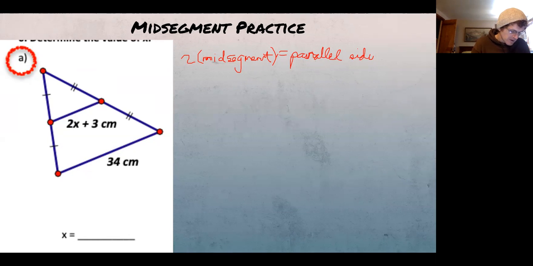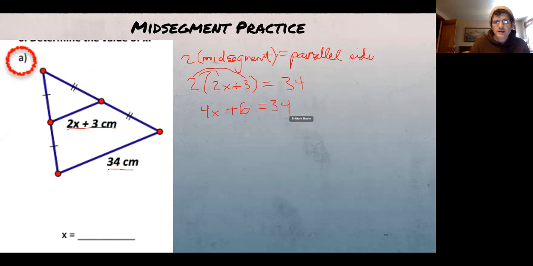So I'm going to take this 2x plus 3, and that's my mid-segment. So 2 times 2x plus 3. And this is from your Friday homework, so if you've already done this, you can just double check. The parallel side is 34, so that goes right here. So if I go ahead and do this process, I can multiply this out. I'm going to use the distributive property because it's good to get some practice with that. 2 times 2x is 4x. 2 times 3 is 6, and that equals 34.